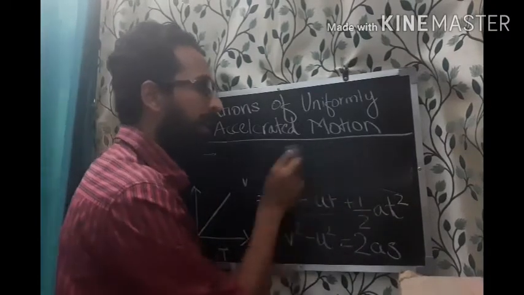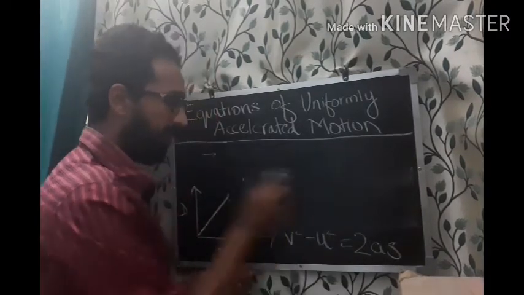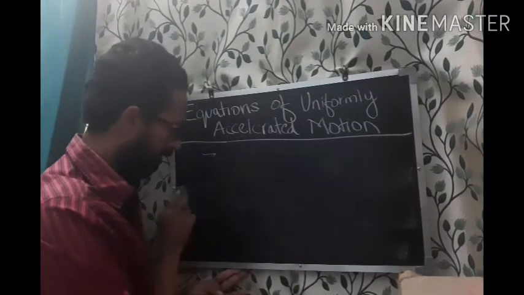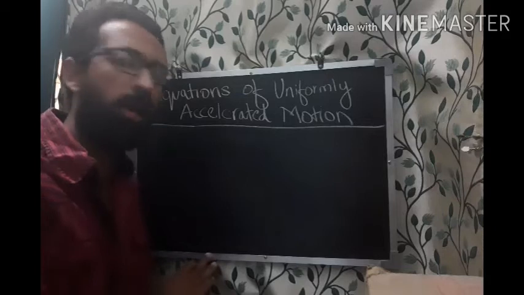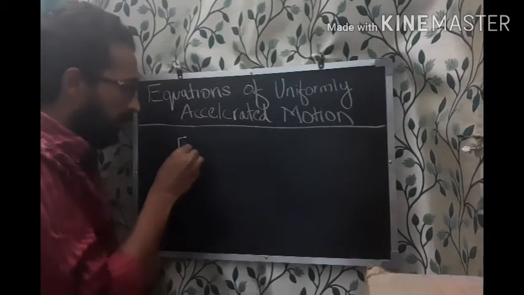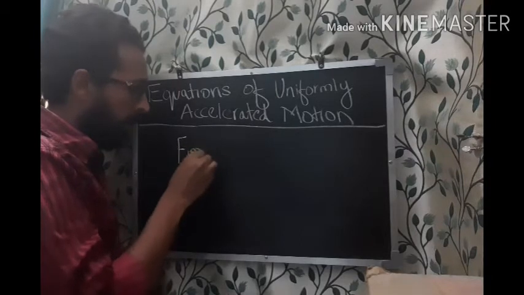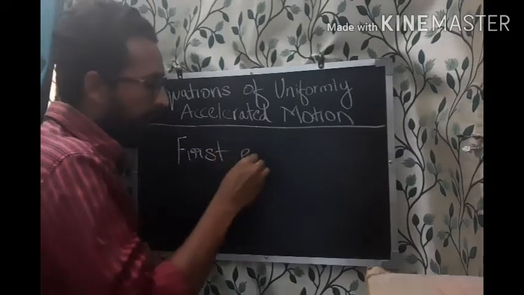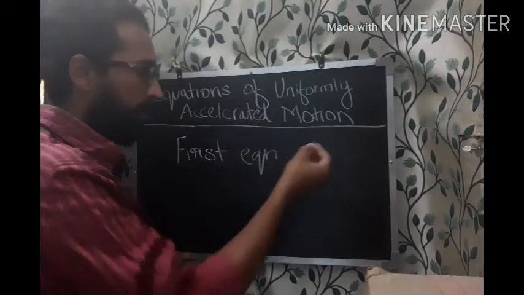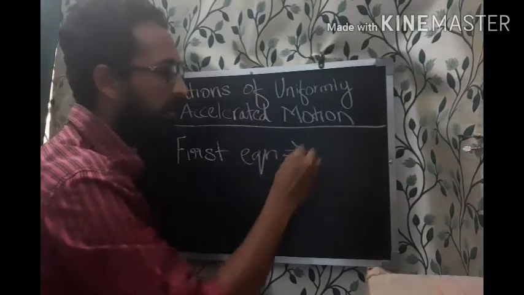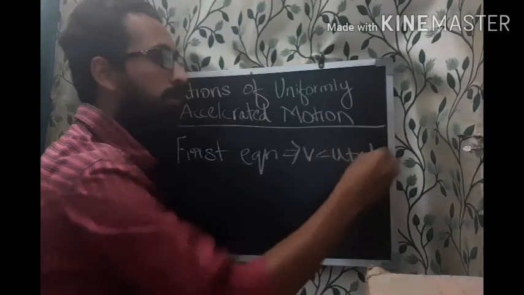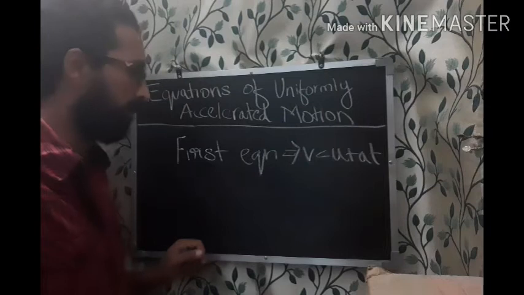Now we learn the derivations for these three equations, how to derive these equations. So we'll learn about the first equation and its derivation. How to derive this formula? The formula which we had written, that is v equals u plus at. How to derive this formula?